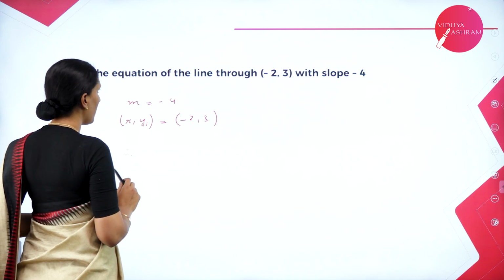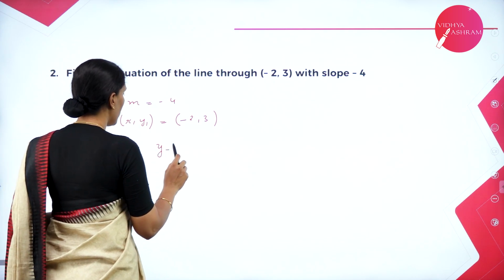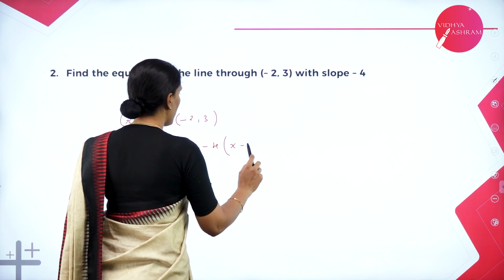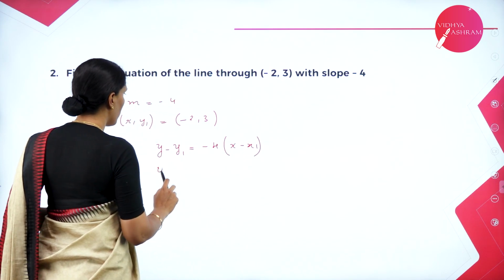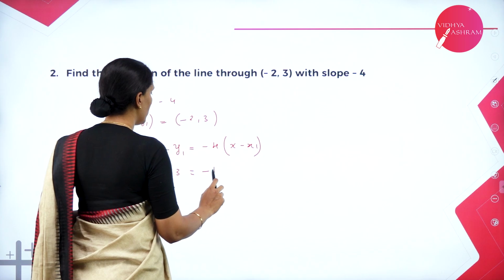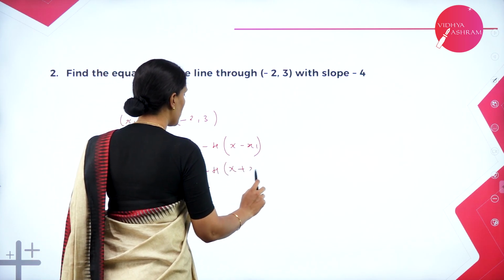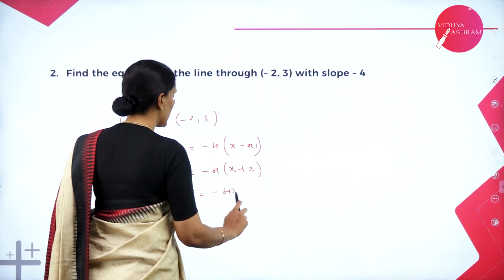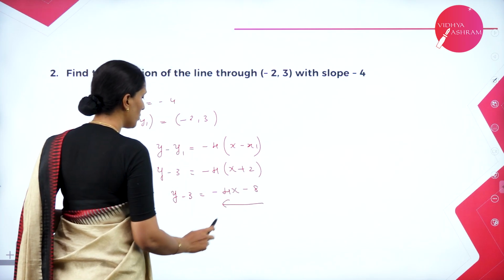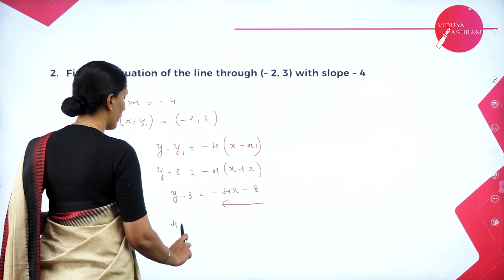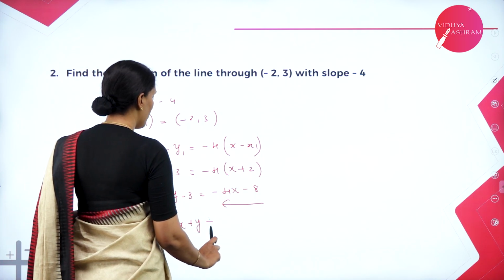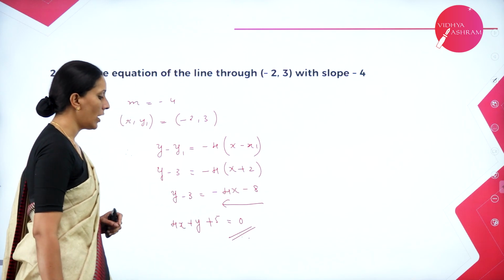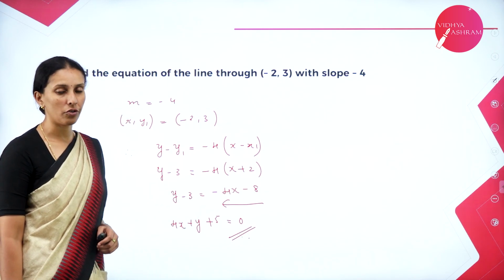Therefore, using point slope form, we have y minus y1 is equal to m into (x minus x1). So y minus 3 is equal to -4 into (x plus 2), or we can write y minus 3 equals -4x minus 8. Shift all to the left hand side. We get 4x plus y plus 5 is equal to 0. So this linear equation represents the required equation of a straight line.